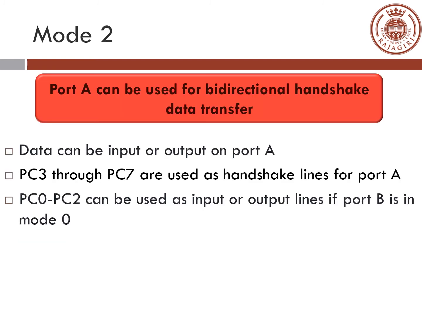In mode 2, port A can be used as a bidirectional port which works with handshake data transfer. So the data can be input or output on port A. The lines of port C are used to generate the handshake signals. So PC3 through PC7 are used to generate the strobe, IBF and INTR for port A. And PC0 to PC2 can be used as input or output lines if port B is in mode 0.